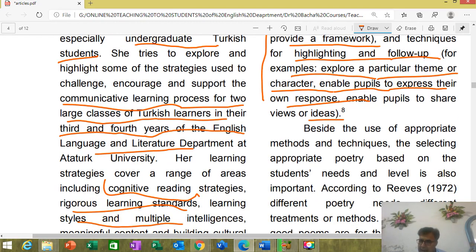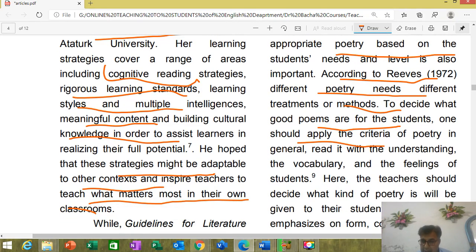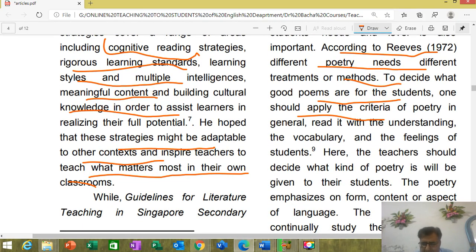All right. So besides the use of appropriate methods and techniques, selecting poetry based on students' needs and level is also important. According to Reeves, different poetry needs different treatments or methods. To decide what good poems are for the students, one should apply the criteria of poetry in general and read it. So, I mean, these different things are done with the teaching of poetry, and similar methodology and techniques are to be used with other genres of literature like novel, drama, and essays.